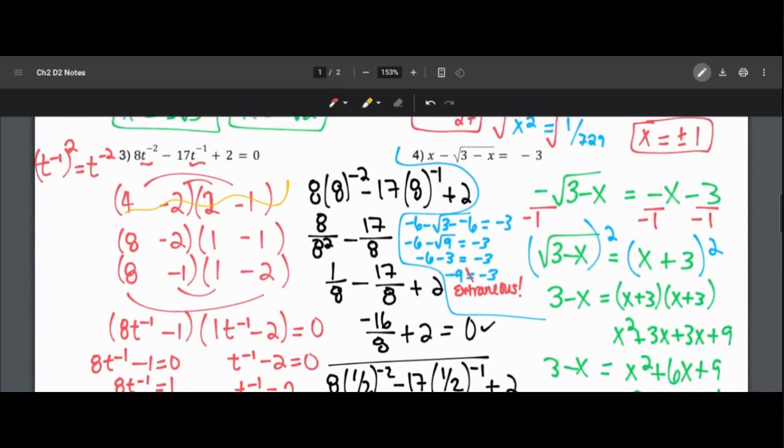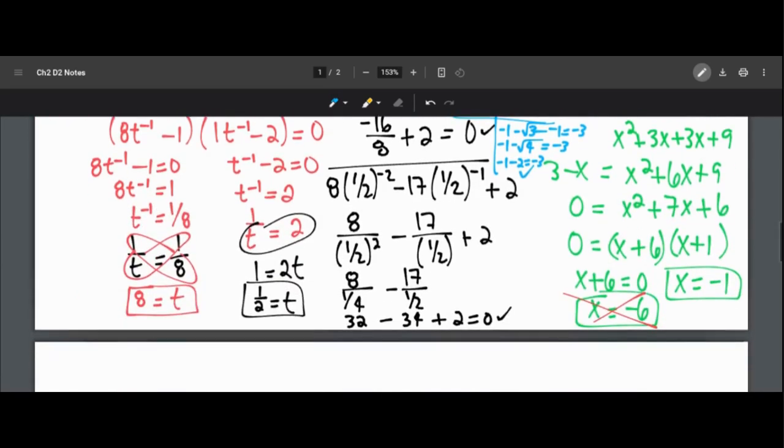All right, and then we're going to check one more time to verify if the number negative 1 works. So we have negative 1 minus the square root of 3 minus negative 1 equals negative 3. So negative 1 minus the square root of 4 equals negative 3. So negative 1 minus 2, that actually does equal negative 3. So that's good. So this solution is valid.